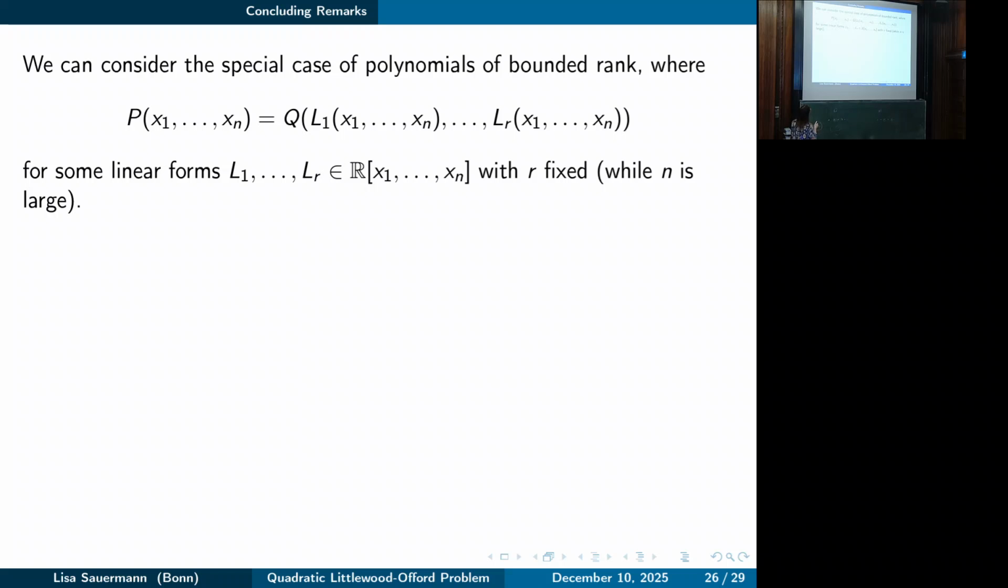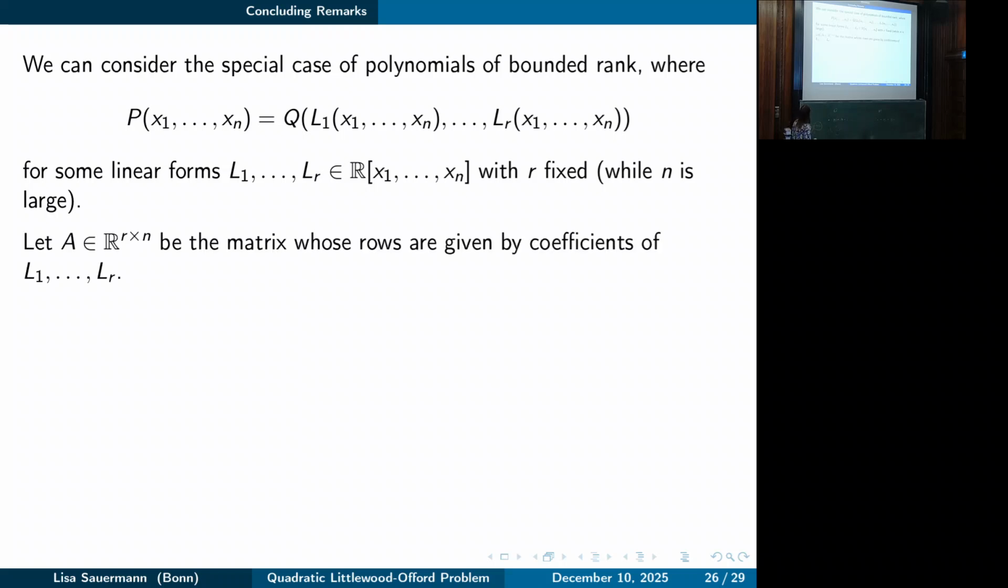So some other polynomial q, which just has r variables, and in this polynomial q, we plug in some linear forms of x1 to xn. So if we have a polynomial which can be obtained by applying some r variable polynomial to some linear forms of x1 to xn, then that corresponds to p having bounded rank. And so the conjecture of the previous slide you can now study in this particular case.